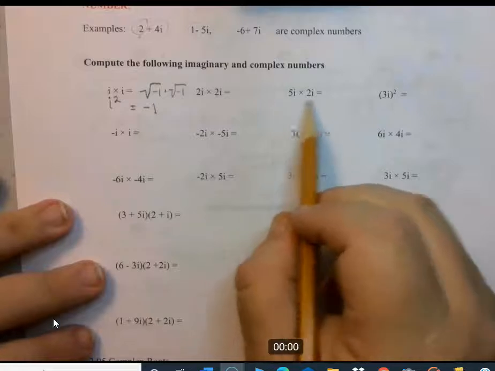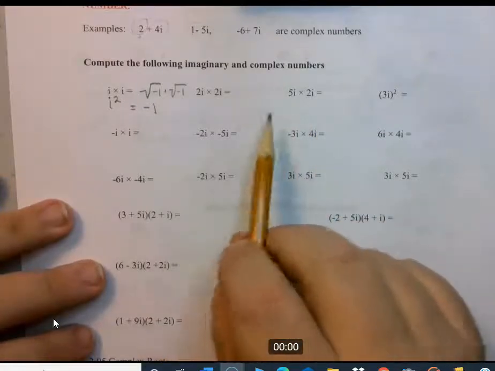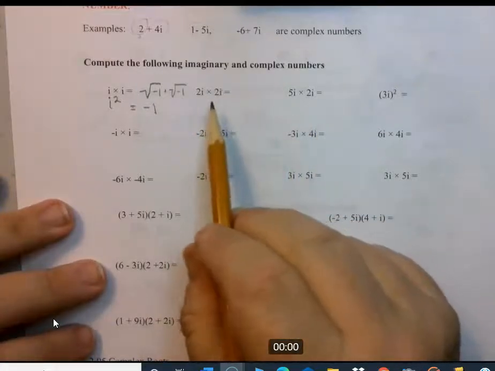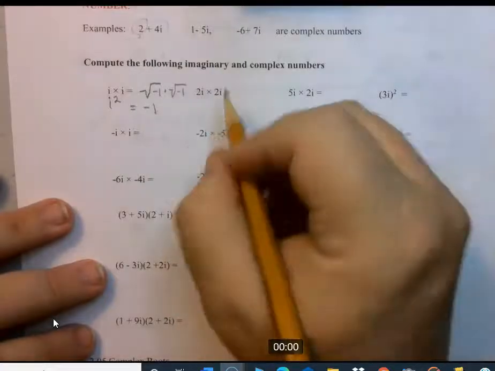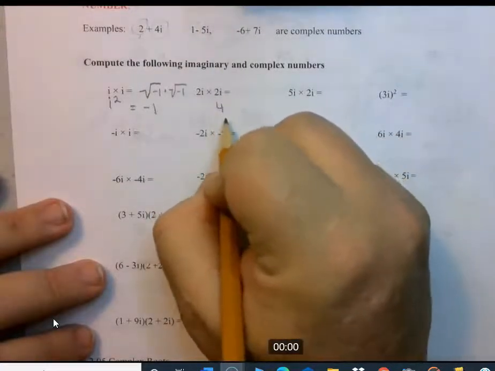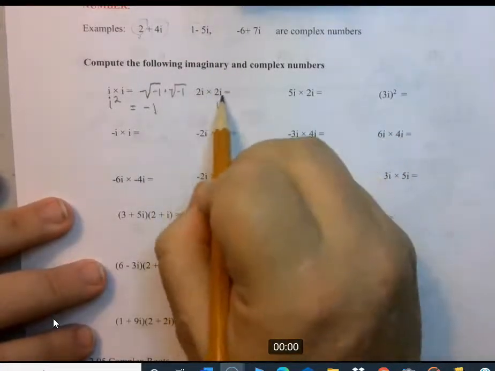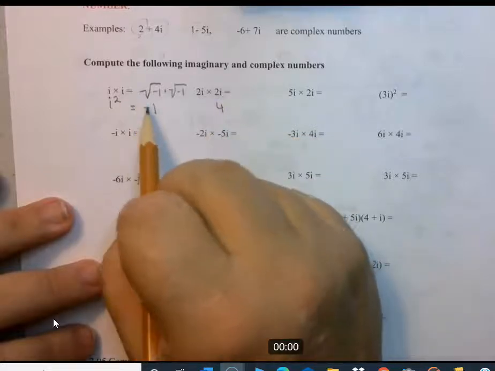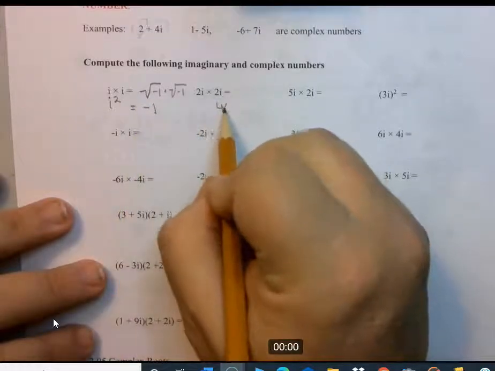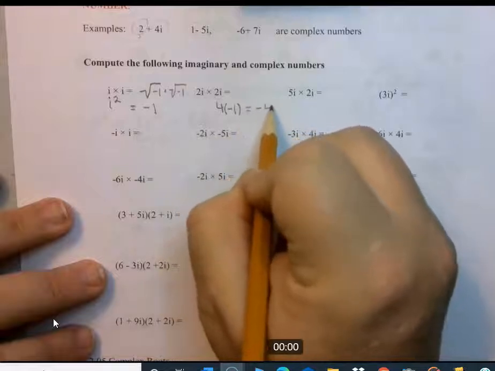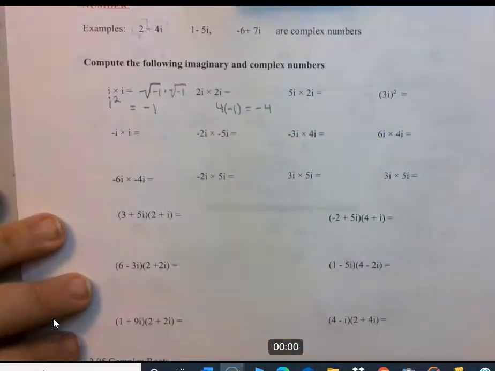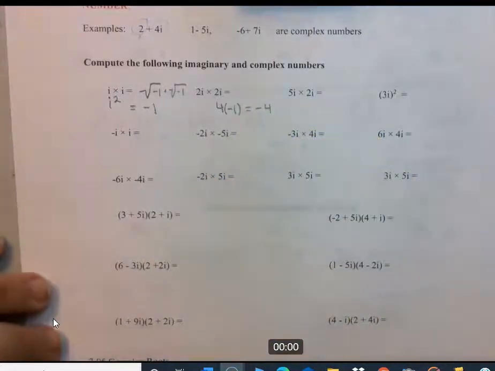Now, how do you do it when you have this situation, or this situation? Let's go to this one. So it's 2 times, first do the real component first. So 2 times 2 is 4. And then we said that i times i, right here, is -1. So that's 4 times -1, so that equals -4. This can really get you twisted around in the negative sign, so you have to be very careful with these. Don't try to do them in your head.